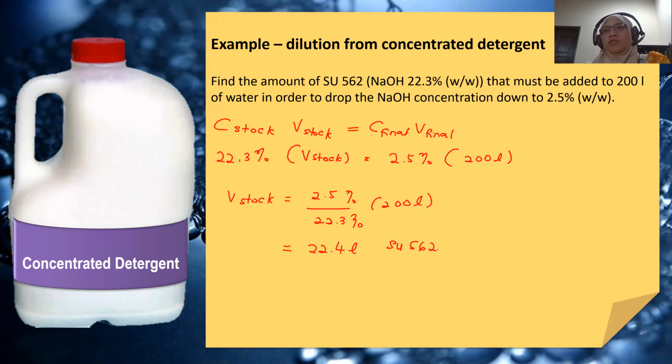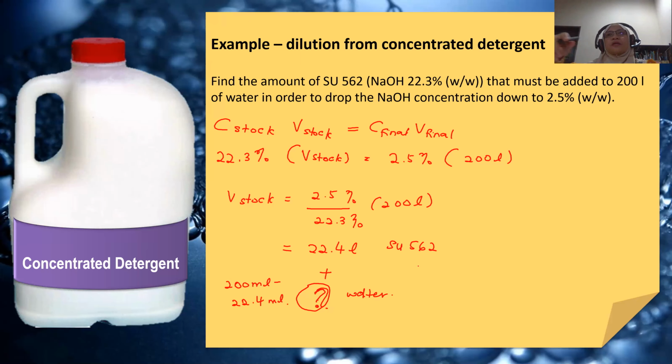You need to take it from the concentrated stock, then add a certain amount of water as a solvent. So this amount is basically 200 liter minus 22.4 liter. Then you will get the amount of water needed to prepare this dilution.